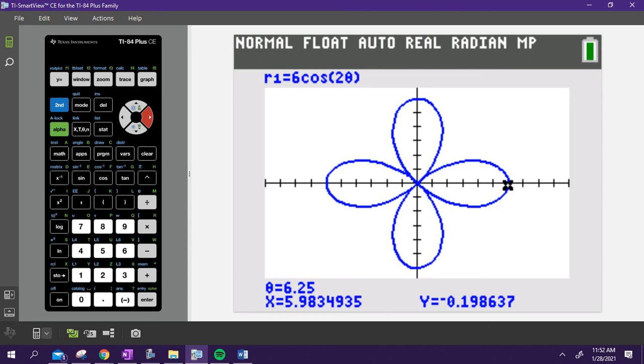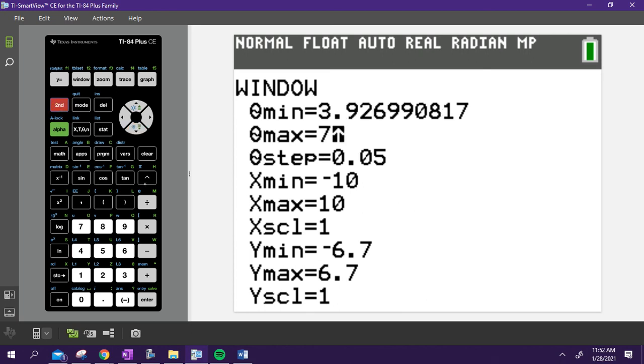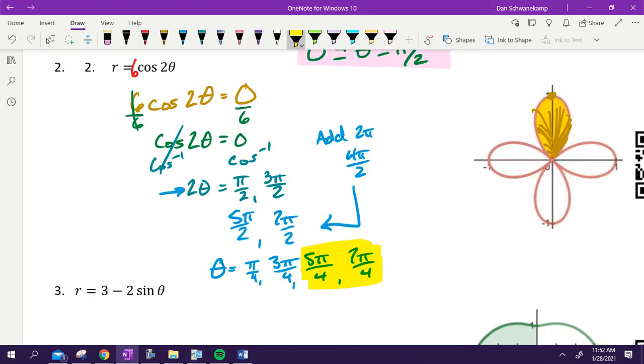If we want to see it, we hit the window button. We type in 5 pi over 4 and 7 pi over 4. We hit graph. Oh, yeah, it gave me the top part like I wanted. Makes sense what we're doing there. There's not one skill that's going to be perfect. We used some math. We used our brain. We used our calculator.